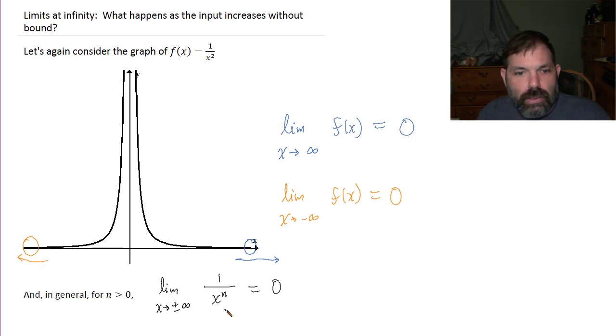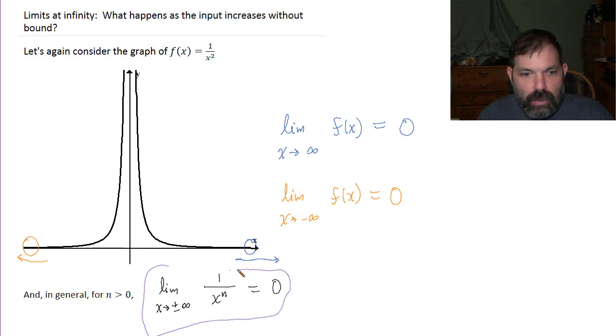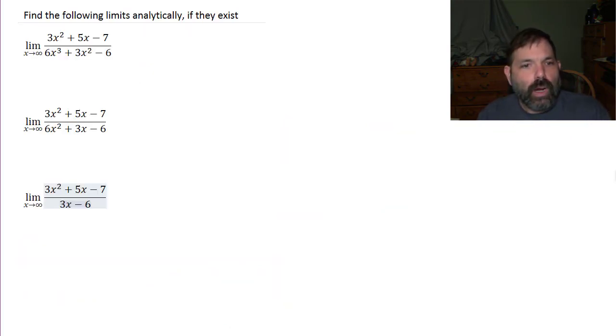Alright, so let's look at some more complicated examples. But we're going to need this fact. So this fact here is important. Let's remember this fact, that the limit as x approaches infinity or negative infinity of 1 over x to the n, as long as n is positive, is going to give us 0. We're going to need that. Alright, so let's take a look at a few limits here.